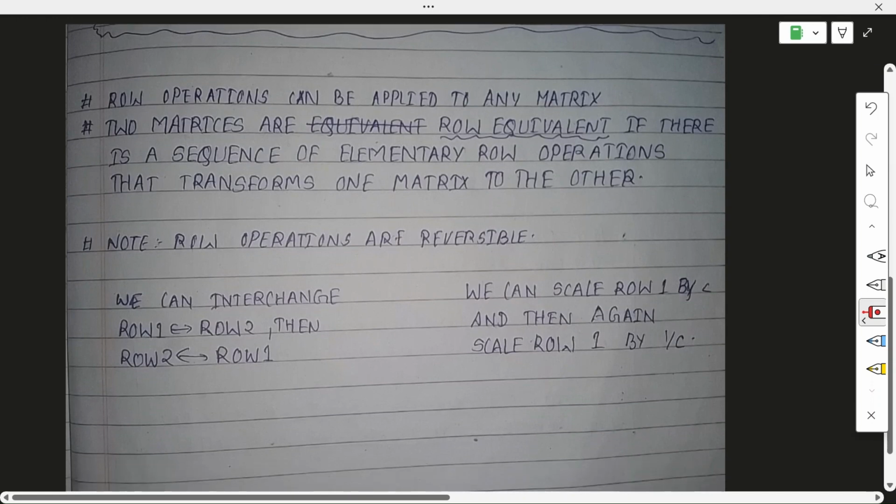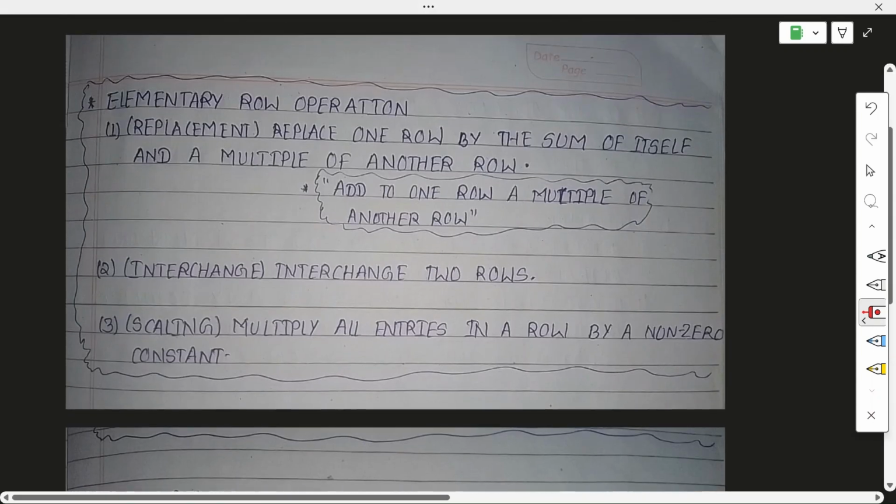Row operations can be applied to any matrix. These are the row operations.